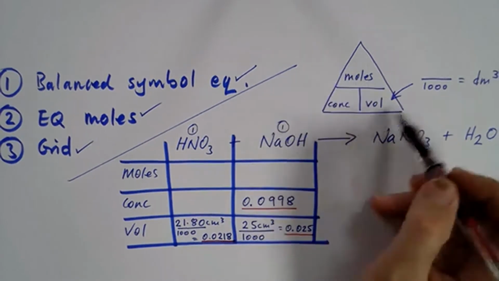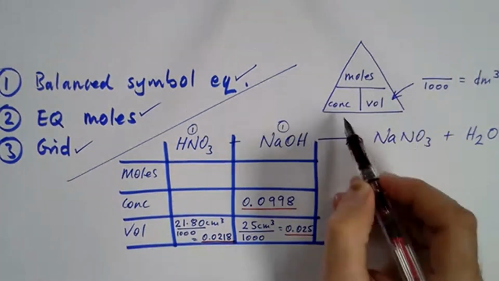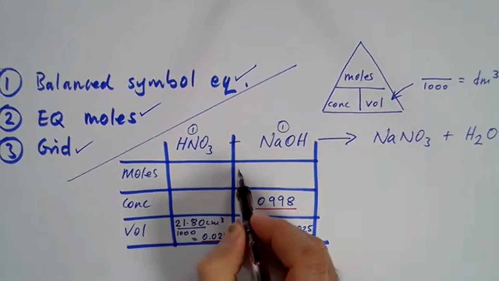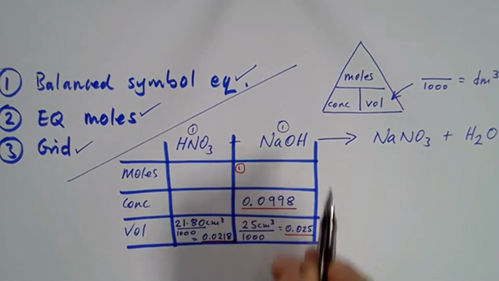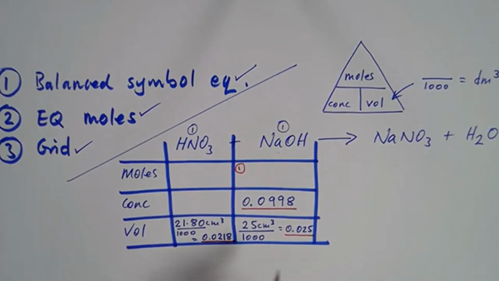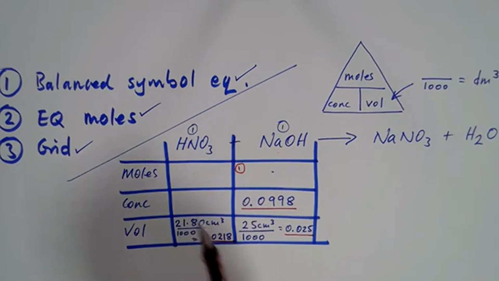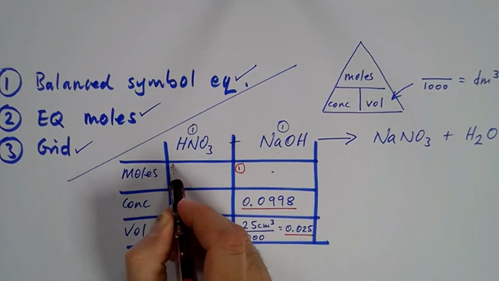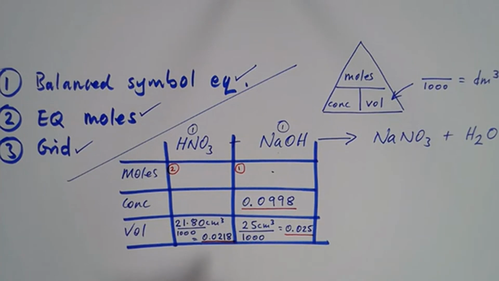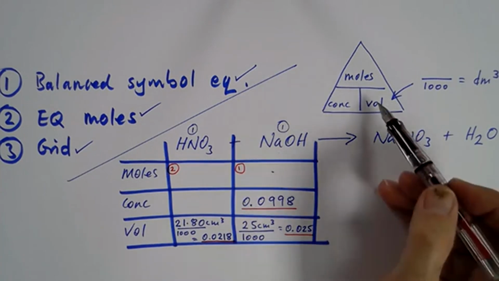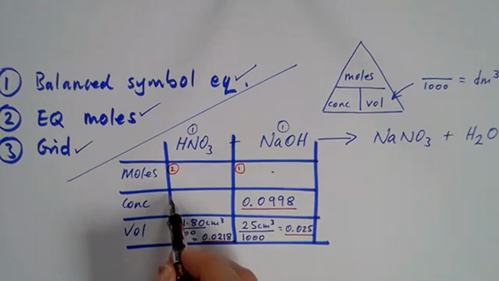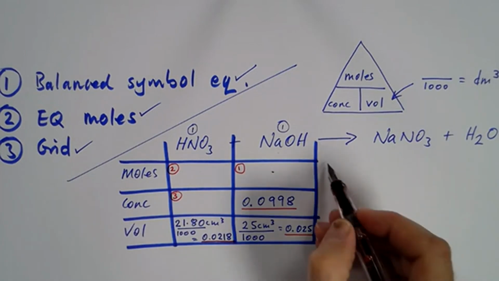Using the equation here, we can see that moles is equal to concentration times volume. So we can calculate the moles of sodium hydroxide. Because the ratio between the sodium hydroxide and the acid is 1:1, we can also work out the moles of the acid. And then again, using the equation here, we can work out the concentration of the acid. Okay, so let's have a go at doing that.